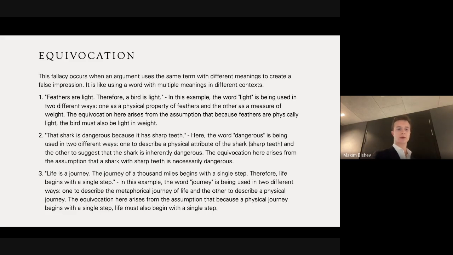Here in the third example, you're equivocating life with a journey of 1,000 miles. And of course, when you're using metaphors like that, the metaphor only goes so far, and here they're taking it literally.